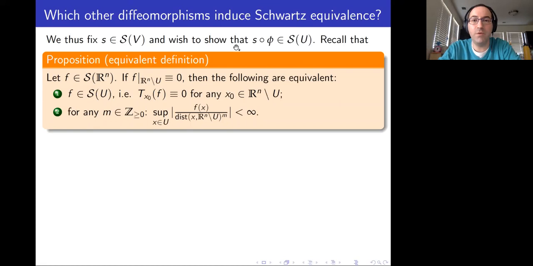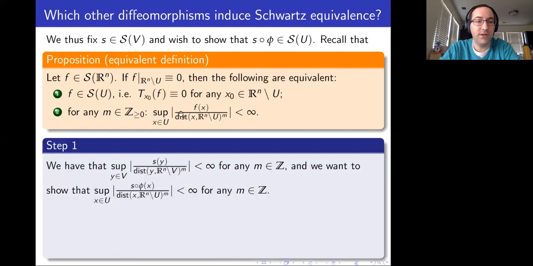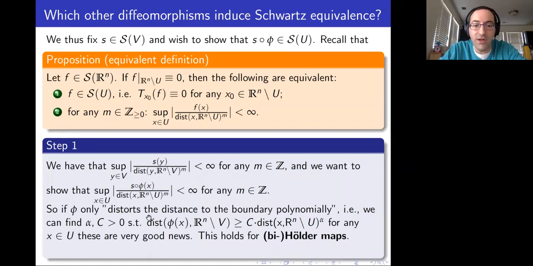So we have a Schwartz function on V. We want to show that if we precompose it with phi, we get a Schwartz function on U, and this is enough to show that these bounds hold. These bounds come from the fact that S is a Schwartz function on V: if we divide S by the distance to the boundary in V to any power we want, this quantity is finite. We want to show the same for S precomposed with phi. First, I want to note that if phi only distorts the distance to the boundary polynomially, I mean that I can find two positive constants, alpha and c, such that the distance in this denominator is bounded above by this distance.